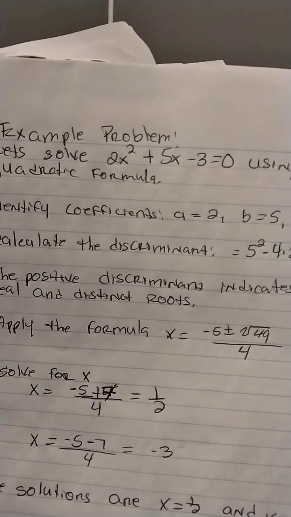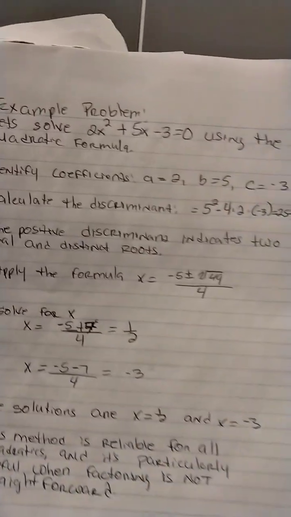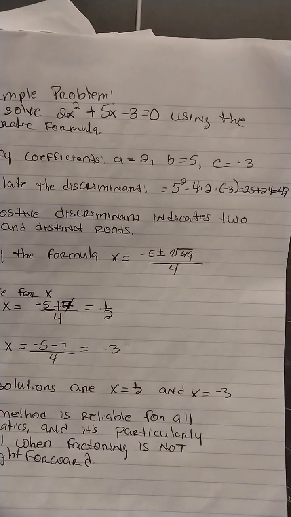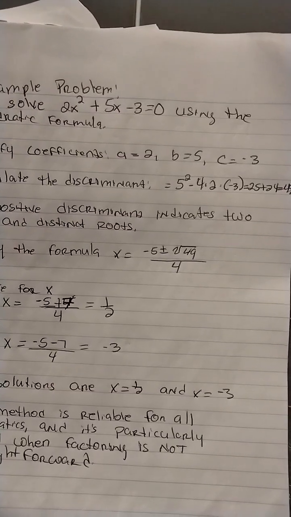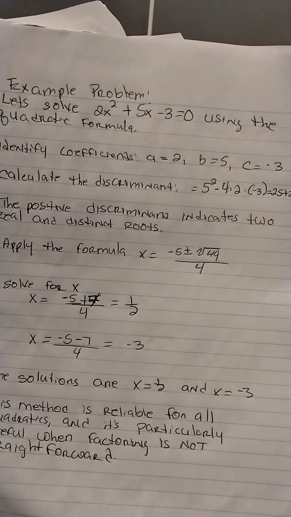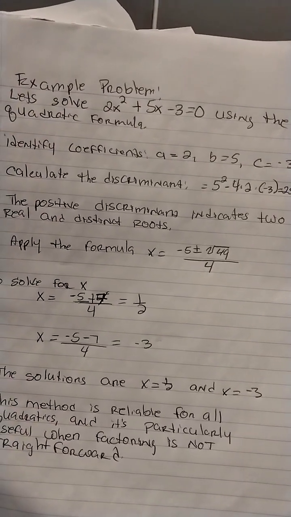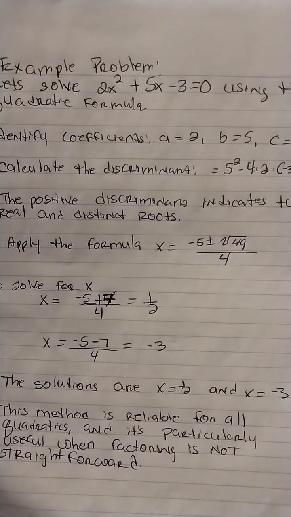The positive discriminant indicates two real and distinct roots. Apply the formula: x equals negative 5, plus or minus the square root of 49, over 4. Solve for x. X is equal to negative 5 plus 7. How do we get plus 7? Because the square root of 49, we know it's 7, over 4.